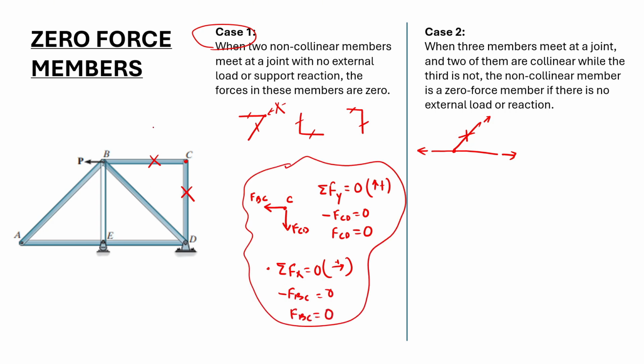So if we know this concept, let's look at joint A, where two non-collinear members at some angle meet at point A. There are no external loads, so members AB and AE are zero force members as well. Since we know that AB, AE, BC and CD are zero force members, we don't even need to analyze these members. There are only members 1, 2 and 3 that we need to calculate forces for.